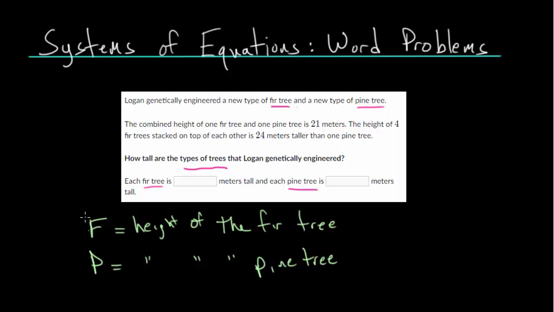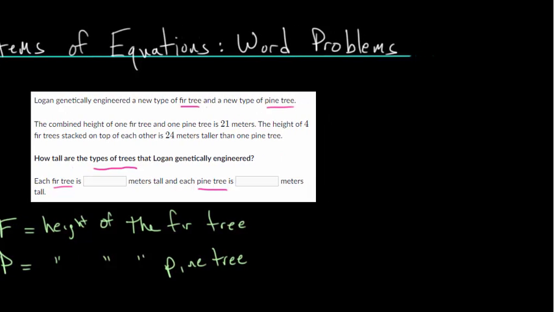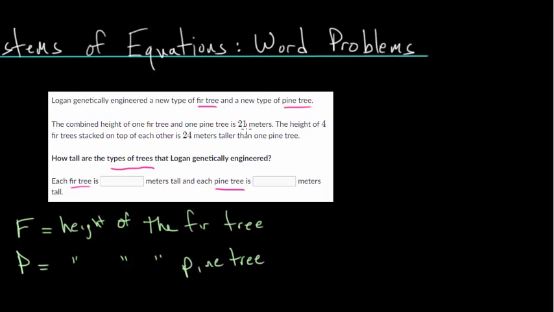And now that we have the letters, we can go in and come up with the equations. So this tends to be the hardest part, coming up with the equations. And one of them tends to be a little bit easier than the other one, but not always. So notice this sentence here, the combined height of one fir tree and one pine tree is 21 meters. So remember that F is the height of one fir tree, and P is the height of one pine tree. And they're saying that when you add them together, because we're combining them, that it's 21 meters. So we can say that F plus P, when we add the height of the fir tree and the height of the pine tree, it is 21 meters.